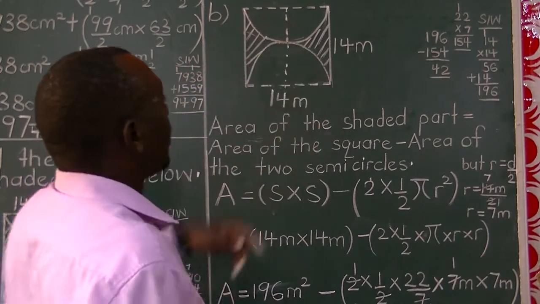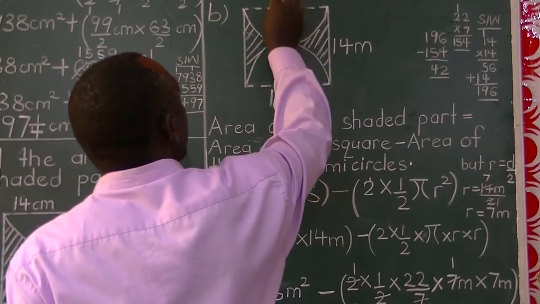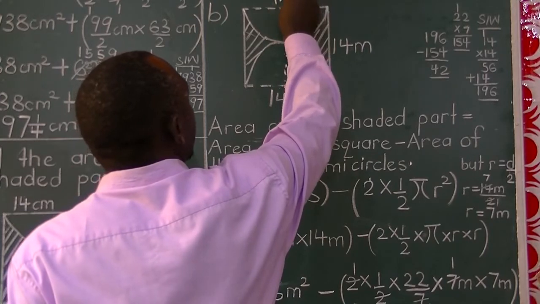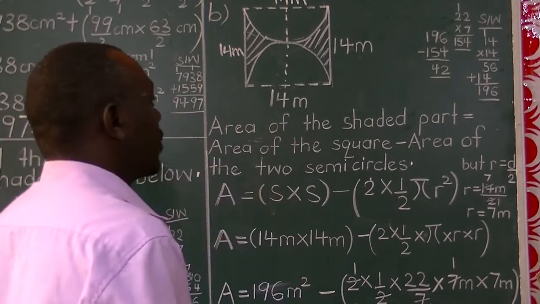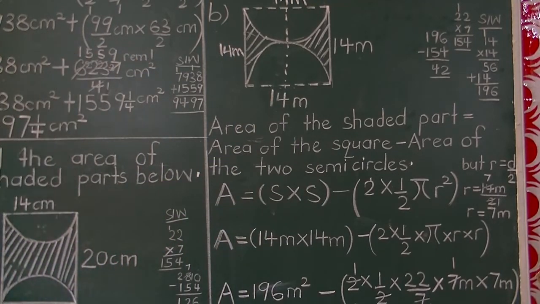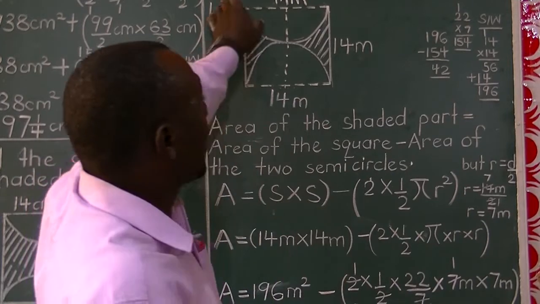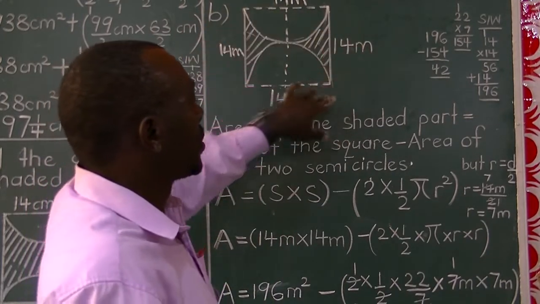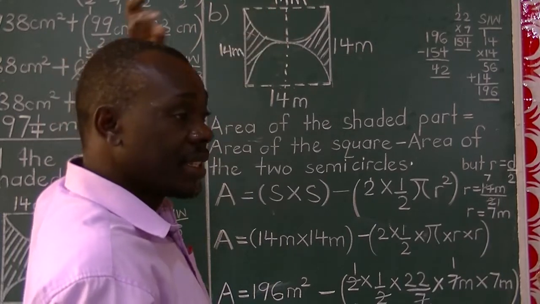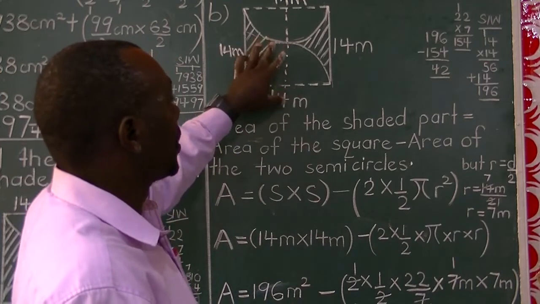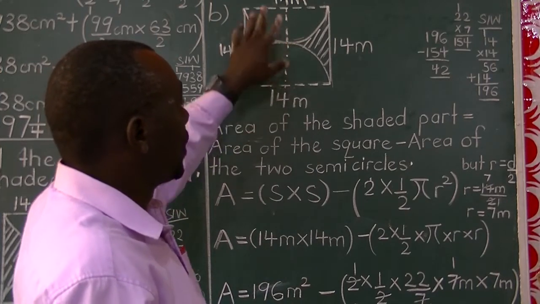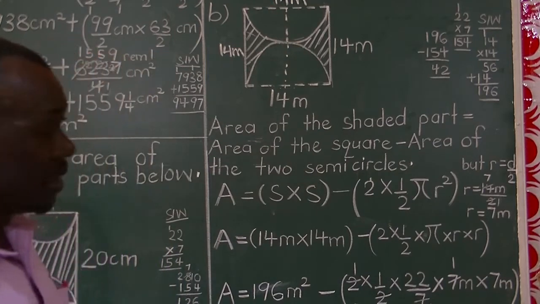You will determine from there. So having known that this is 14, this is also 14. So follow properly, this is 14 meters, and this is also 14 meters. A polygon that's like that, a quadrilateral or four-sided polygon that behaves in that way, is called a square. So this is a square. So therefore, a square is the biggest shape here, and two semicircular shapes are inbuilt.